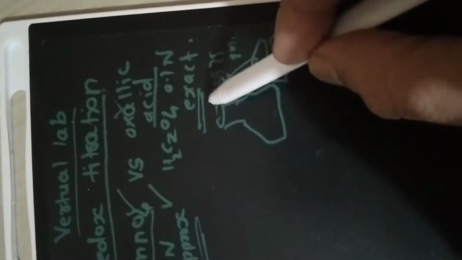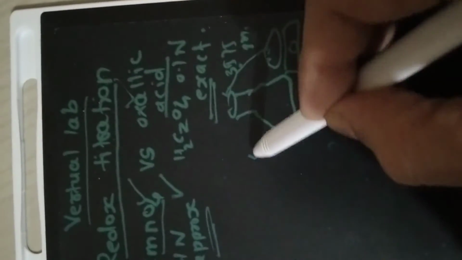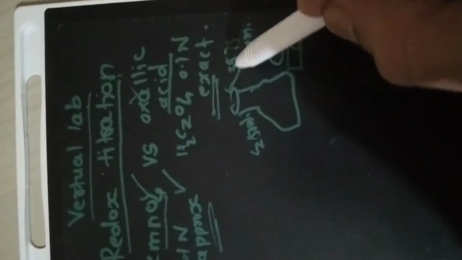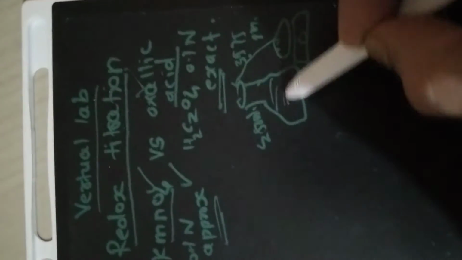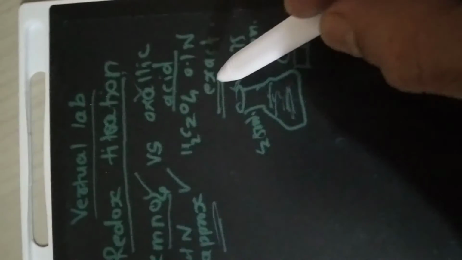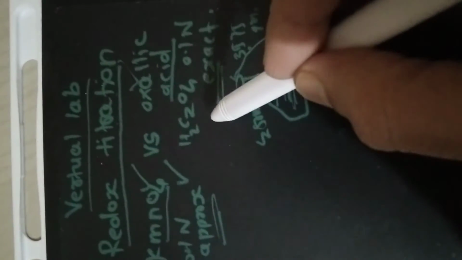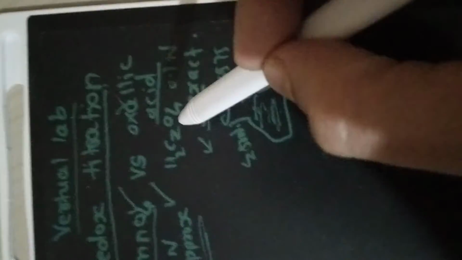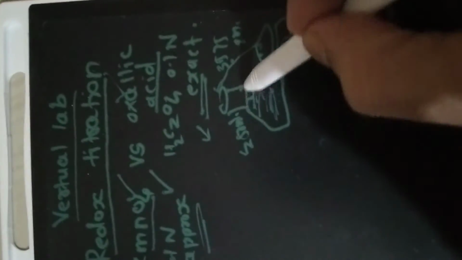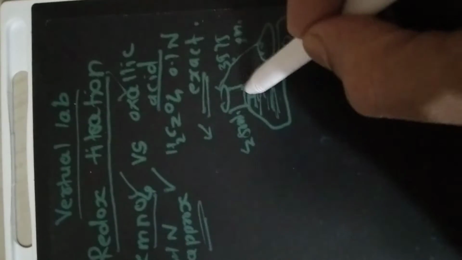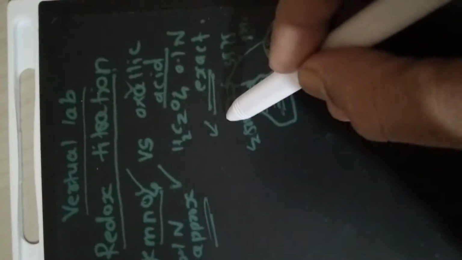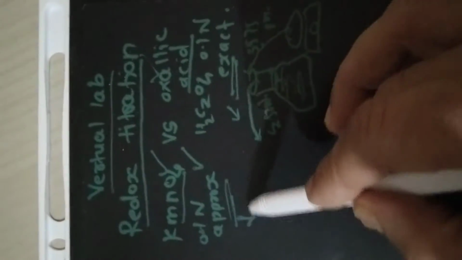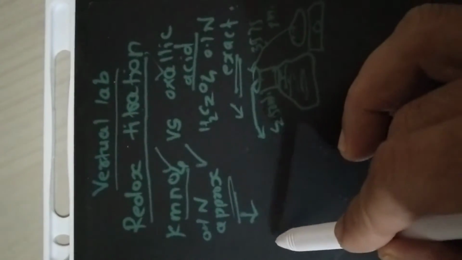and that weight is transferred to a 250 ml flask, and 1/4 of the equivalent weight is taken for 250 ml dilution. And this exact 0.1 normal oxalic acid solution is diluted up to the mark, and this solution is taken for the titration. In the burette, this approximately 0.1 normal KMnO4 solution is taken.